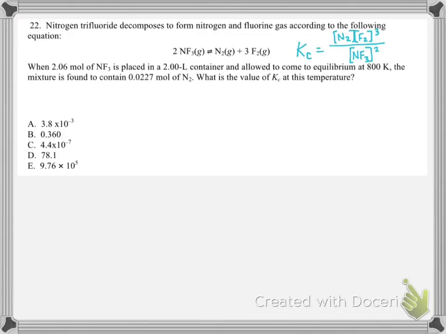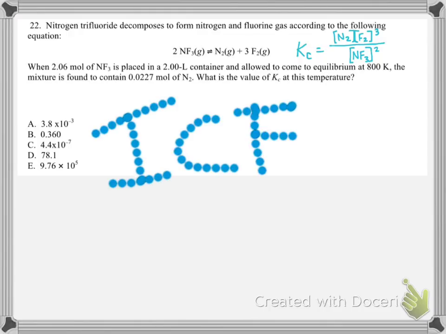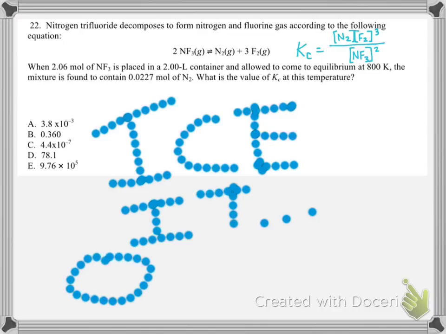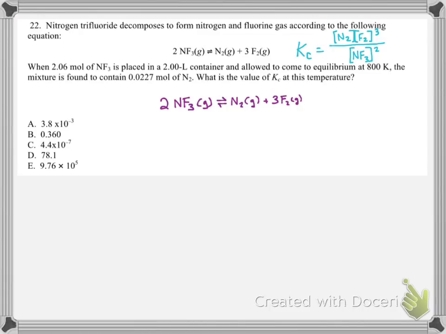Okay, in this problem, we're asked to relate an initial amount and an equilibrium amount. Time goes by, things change. Okay, when in doubt, we're going to ICE it out. So here's our reaction, and then we're just going to write next to our reaction I for initial, C for change, and E for equilibrium. Then we're going to fill out any information we know here.